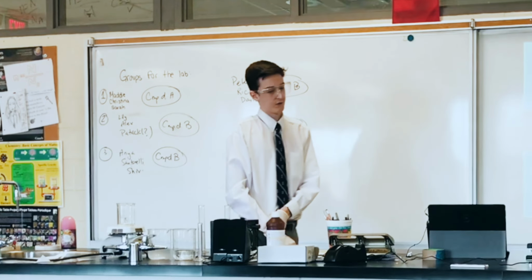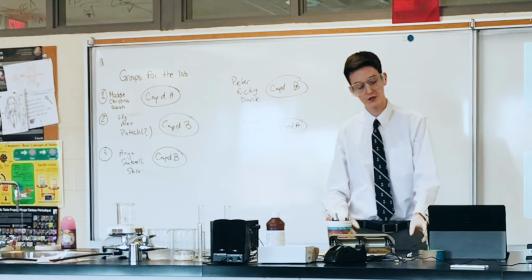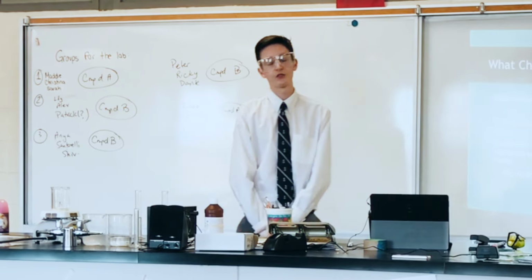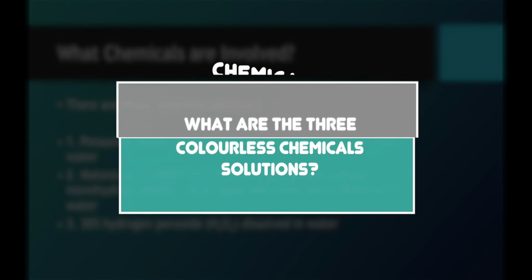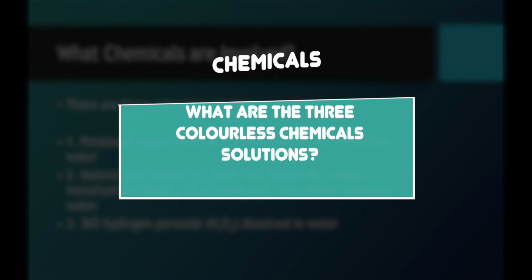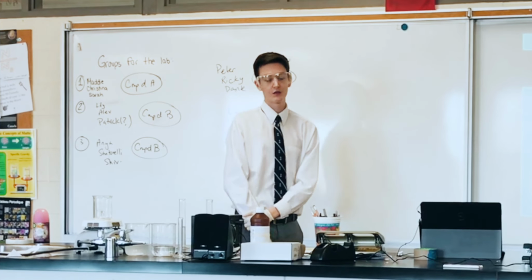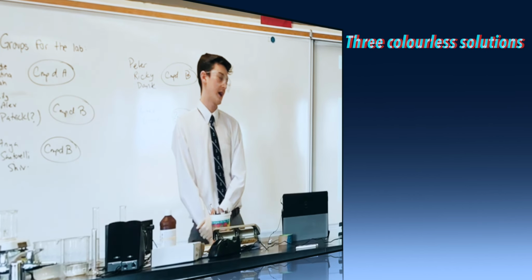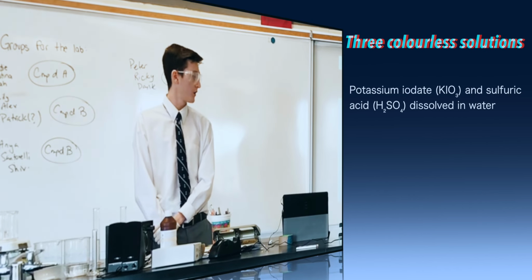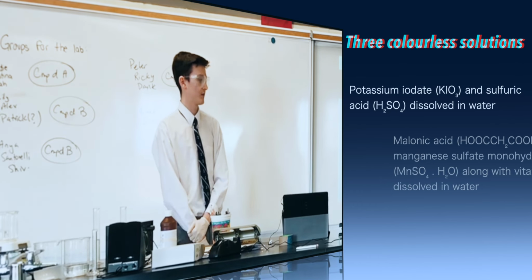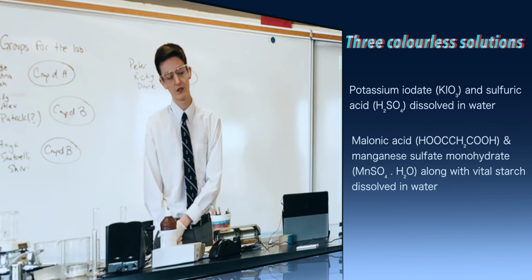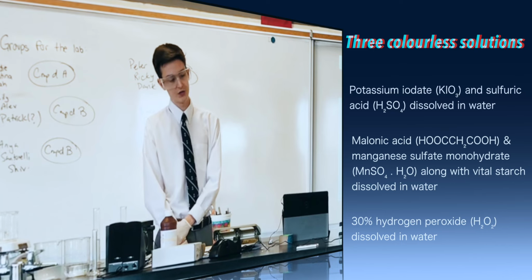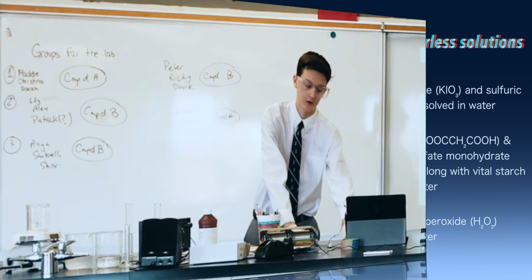The demo I'll be performing for you today is the Briggs-Rauscher Oscillating Color Change demo. What chemicals are involved? Mixing three colorless solutions together. The first one's potassium iodate and sulfuric acid dissolved in water. The second solution is malonic acid, manganese sulfate monohydrate, along with starch dissolved in water. And the third solution is 30% hydrogen peroxide dissolved in water.